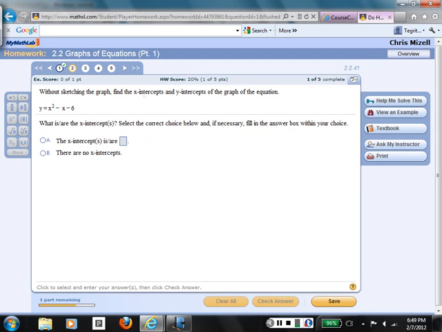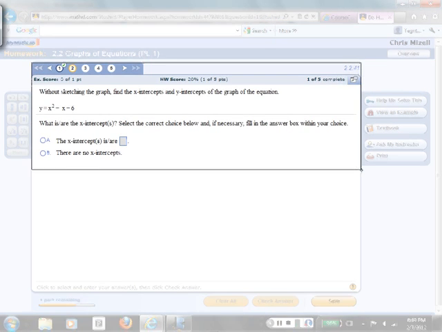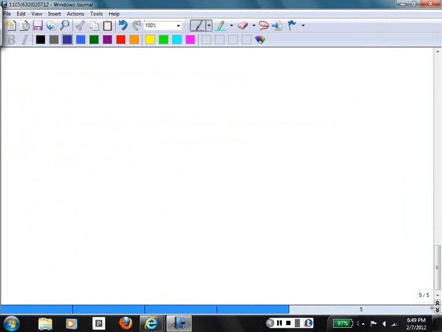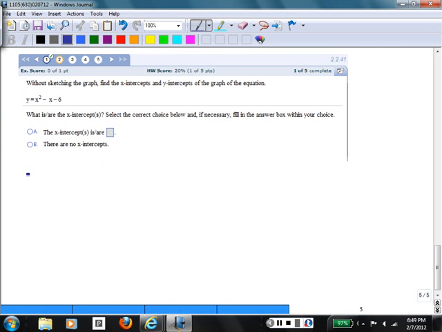Problem 2. Without sketching the graph, find the x-intercepts and y-intercepts. Well, just one y-intercept, but a couple of x-intercepts, I believe. X-intercepts.